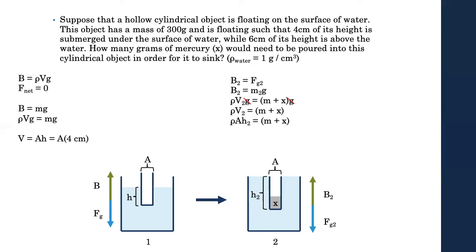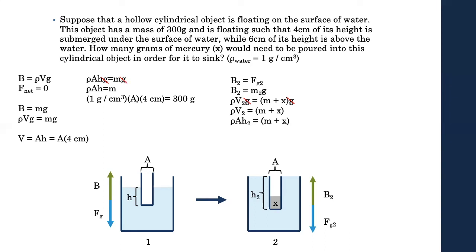So we can also say that the volume is equal to, as we said before, area times height. We don't know the area, but we know the height is 4 centimeters. We know that 4 centimeters is submerged in water originally. And so that gives us this equation where the density times the area times the height times gravity is equal to mass times gravity. Guess what cancels out? Gravity. And we can rearrange to find the area, which is the one variable we're missing from the equation on the right.